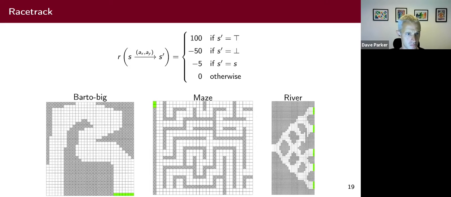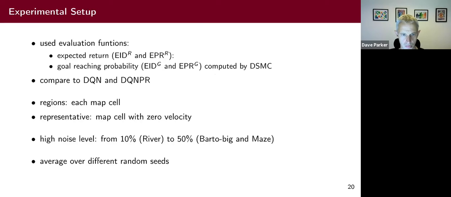The maps we evaluate upon are displayed here. Bar-to-Big, which was already frequently used in literature, and 2 new maps, Maze and River, which are more challenging due to their structure. We used 2 different evaluation functions. The expected return, which is the same objective we learn from, abbreviated EIDR and EPRR, respectively, and the goal reaching probability, which is computed by using deep statistical model checking, abbreviated EIDG and ERPG, respectively. We compare ourselves to both DQN and DQN-PR.